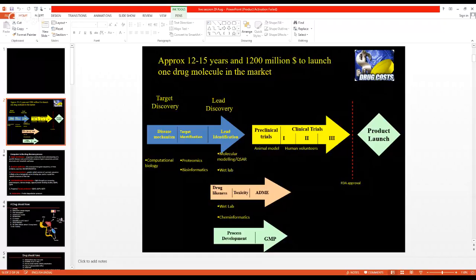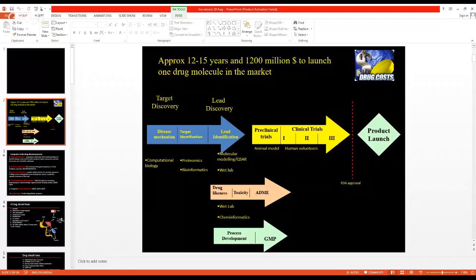Then we have the stability. At pH 2, because we have drug present in the stomach at pH 2, drug present at various pH conditions, as well as inside the plasma where the pH is 7.4. So it has to be stable at all these conditions.